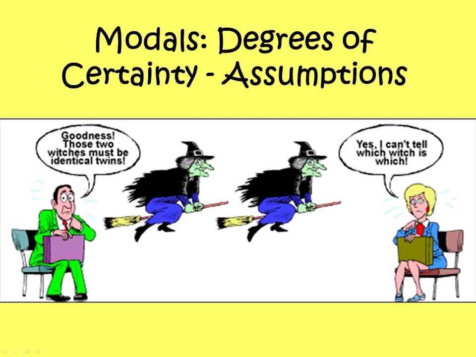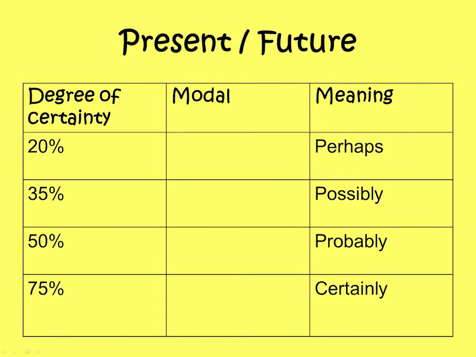The lady also says, "Yes, I can't tell which is which." So, well, there is some pun in there, playing with words. Which is which? Oh, I'm sorry. I can't tell. So here, once again, the lady is also sure. She's certain. She cannot differentiate between the two witches. Degrees of certainty in the present and the future.